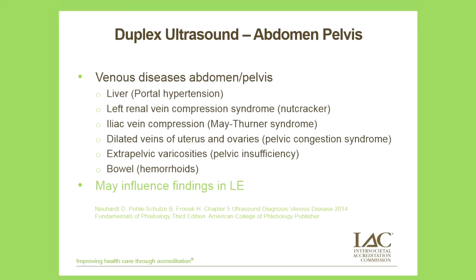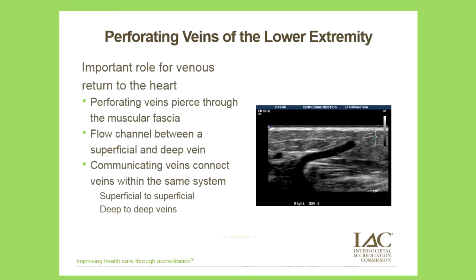So maybe do a little extra study on some of these things, but also the dilated veins of the uterus and ovaries, called pelvic congestion syndrome. And pelvic insufficiency is typically called more the extrapelvic varicosity, so in that lower pelvic brim. And patients with hemorrhoids could have posterior thigh varicose veins. And all of that, obviously, can influence your findings, and be aware of this as you're looking in the legs. And one last note, talking about perforating veins.